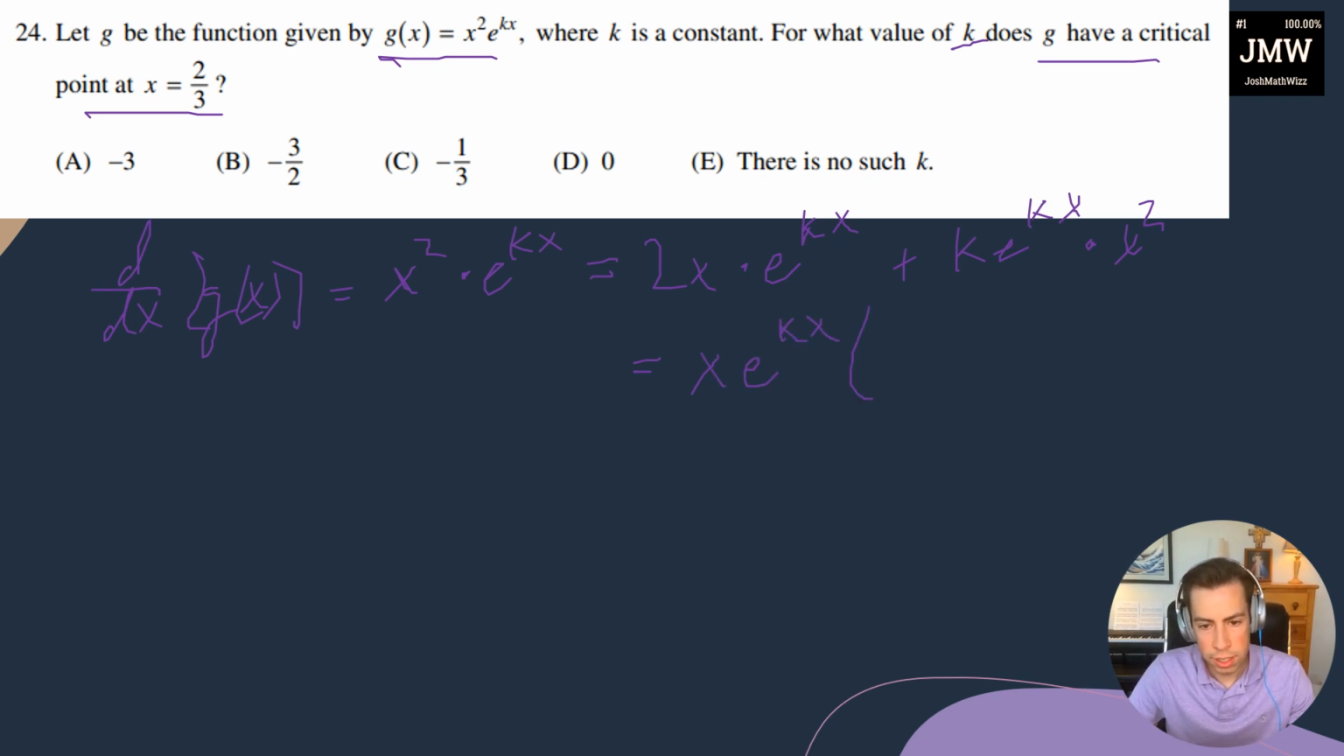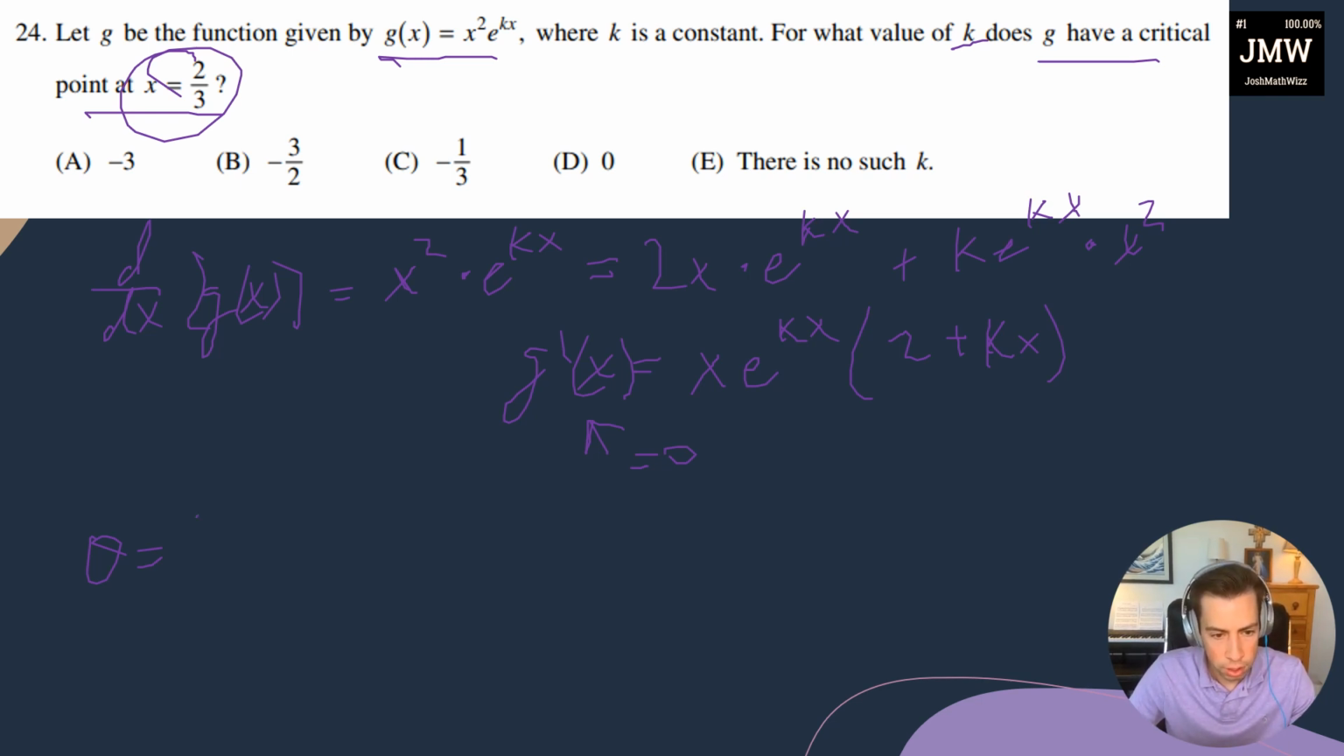So I'll factor that out, and I'll be left with 2 plus kx, I think. Let me double check that. Yes. Yep. Okay. So, for it to be a critical point, we have to set, and again, this is g prime of x equals all this, right? And I need to set this equal to 0 for it to be a critical point. So I'll set it equal to 0, but they tell us the critical point is whenever x equals 2/3. Or what is the value of k such that it has a critical point at x equals 2/3.